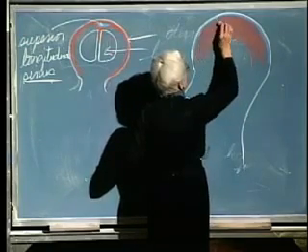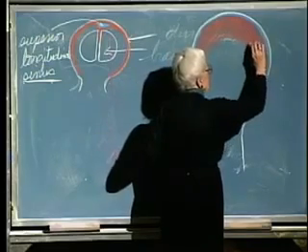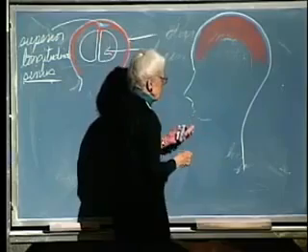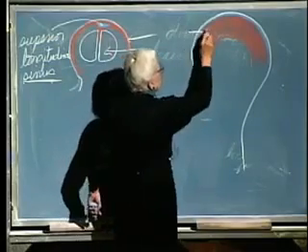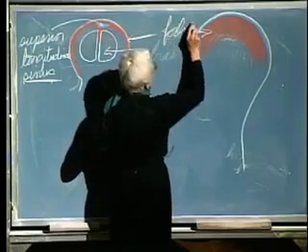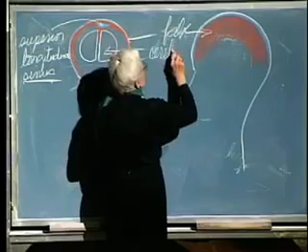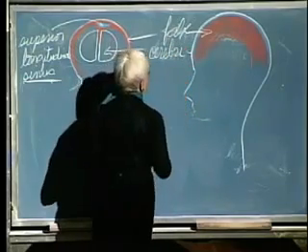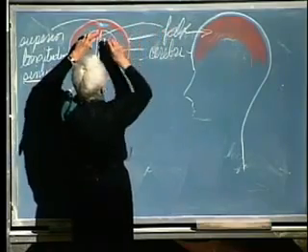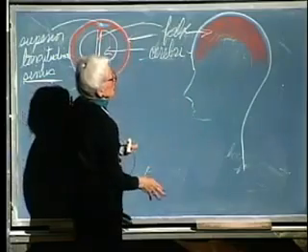What's it look like? Looks like a sickle that they use to cut the hay. Have your handle here, sharp edge. It's called a falx, which is sickle. Falx, F-A-L-X, cerebri. And that's just the dura mater here. This is the falx cerebri here, in this view.